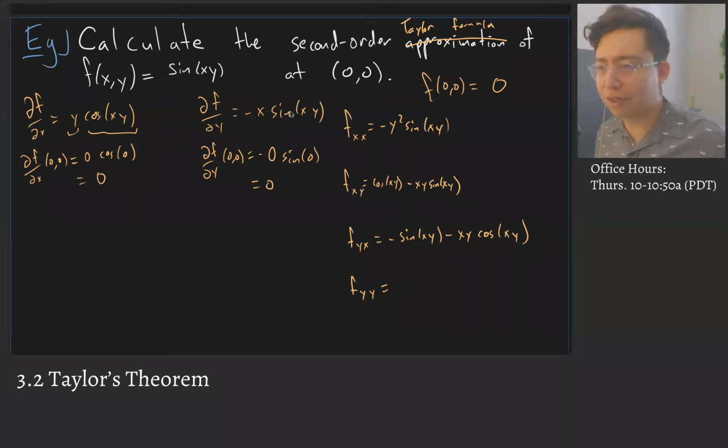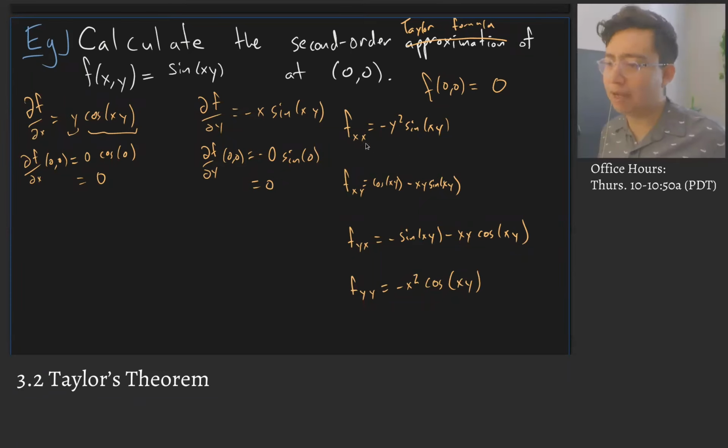Or, if you can keep up, then you can check my work now and make sure I'm not making any silly mistakes. Now we take the derivative of this with respect to y. So then we get negative x squared cosine of xy. Okay, so these are the four second order derivatives here.